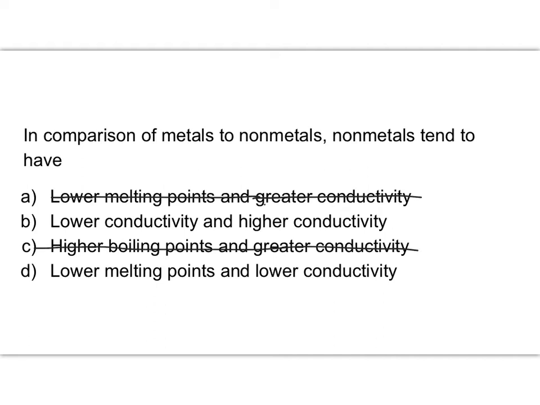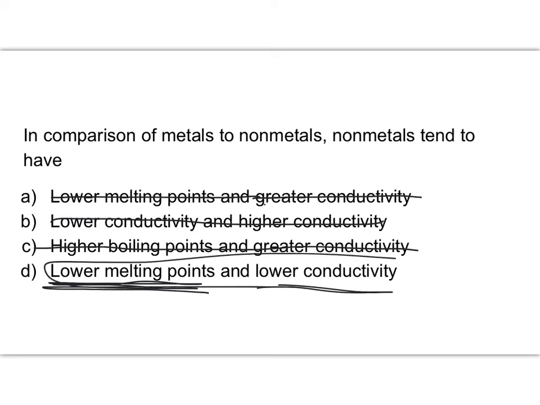And this one here, lower conductivity and higher conductivity, well, it would be hard to have both. So keeping in mind that nonmetals tend to be gases at room temperature, that means they have low melting and boiling points, and they're not good conductors. So lower conductivity and lower melting points when comparing nonmetals to metals.